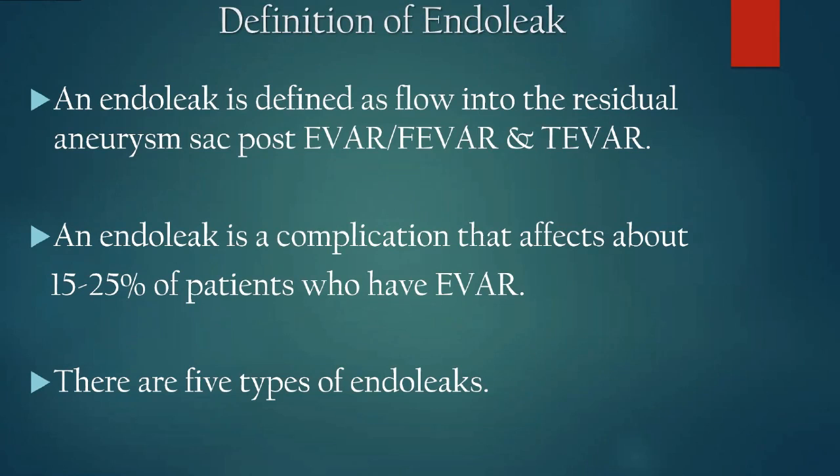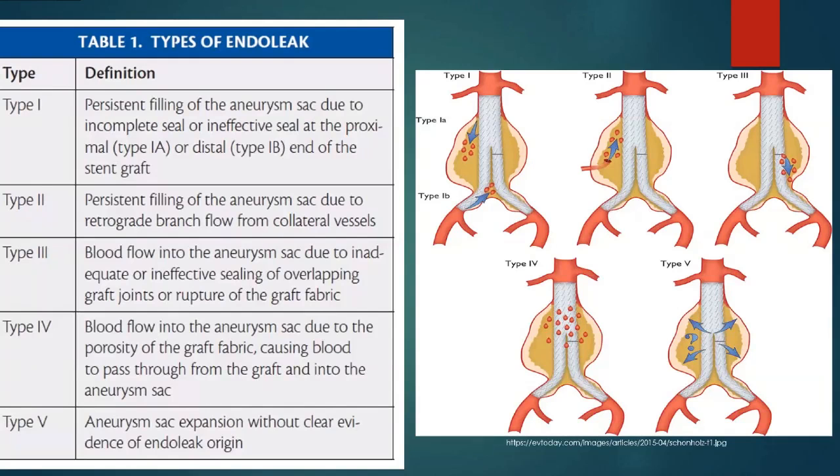An endoleak is defined as flow into the residual aneurysm sac post EVAR, FEVAR, or TEVAR. An endoleak is a complication that affects about 15 to 25% of patients who've had endovascular aneurysm repair. And there are 5 types of endoleaks. We have our definition and our diagram here, but I'm going to talk about each one specifically and review this.